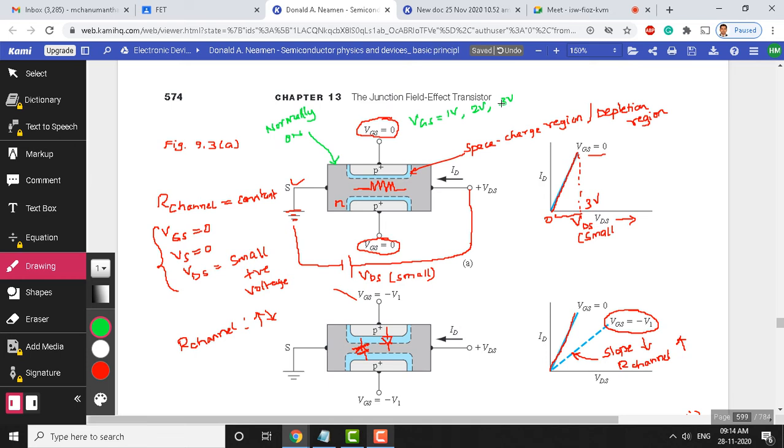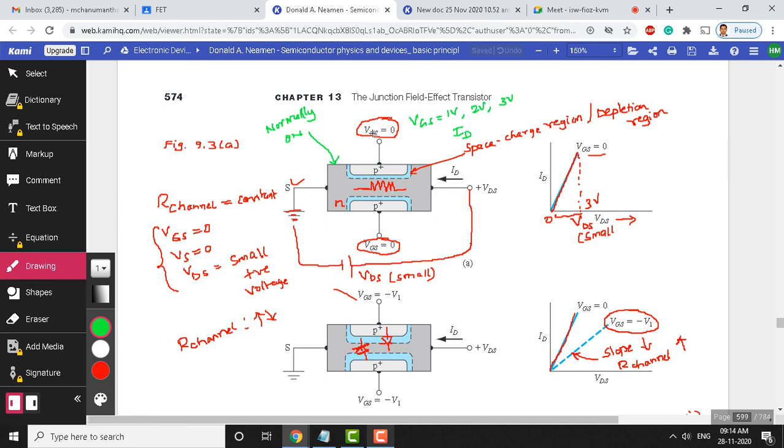What will happen to the drain current? I am asking. This is drain current. Will it increase or decrease? VDS is maintained constant, that is, maintained small. For small VDS, if VGS is increased in the positive direction, what is going to happen? Current is going to increase, right?